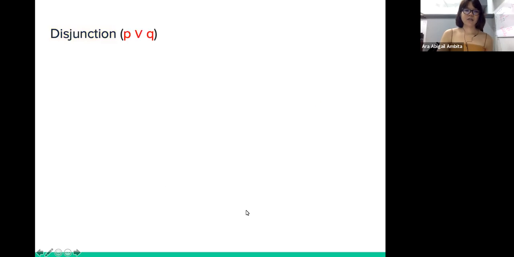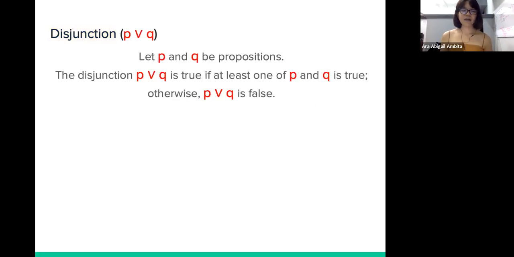Right. So suppose we have two propositions P and Q. The disjunction P or Q will be true if at least one of P and Q is true. Otherwise, P or Q is false.